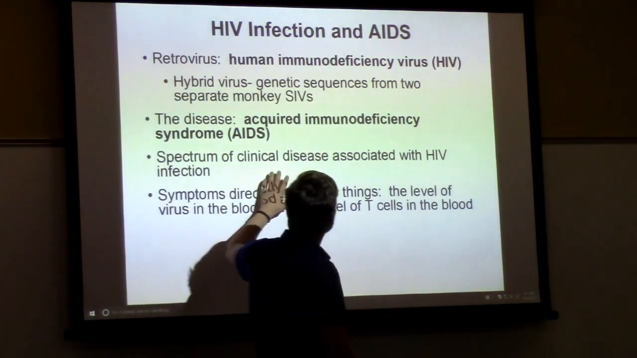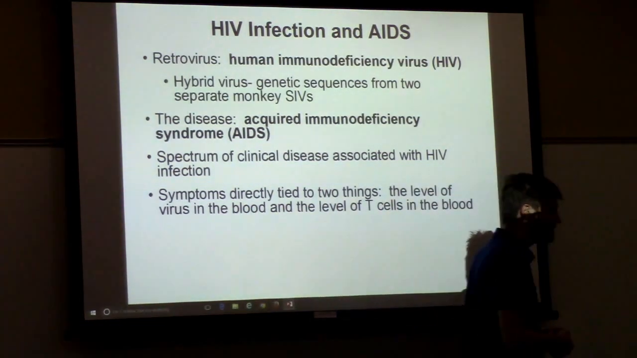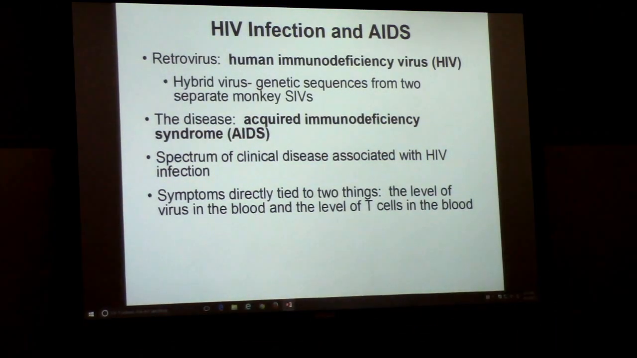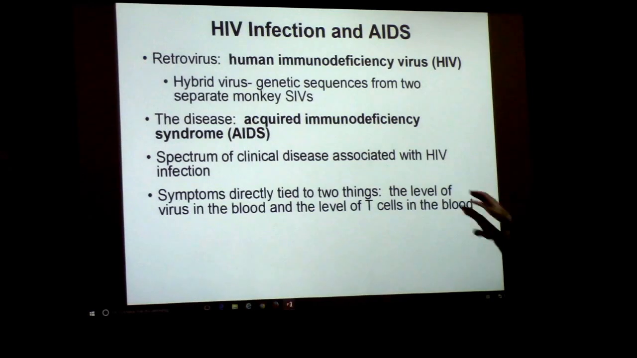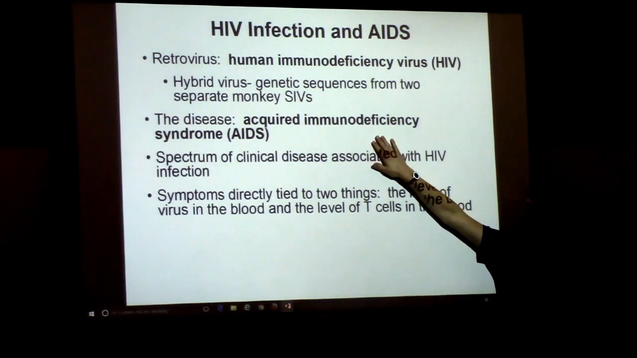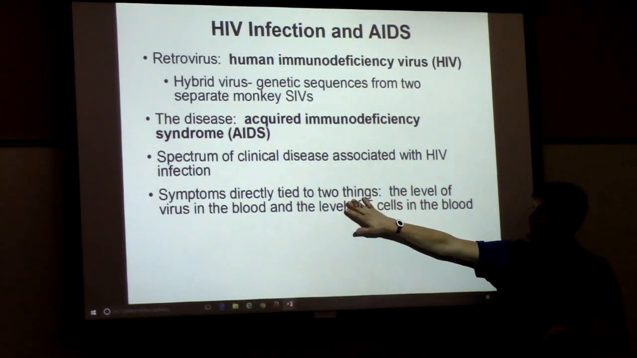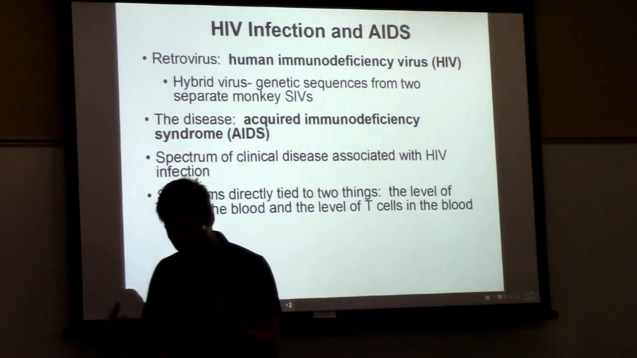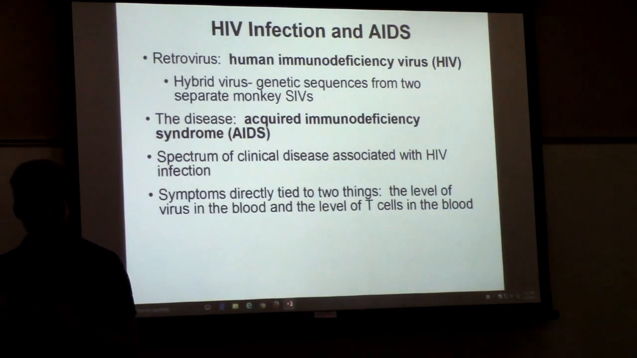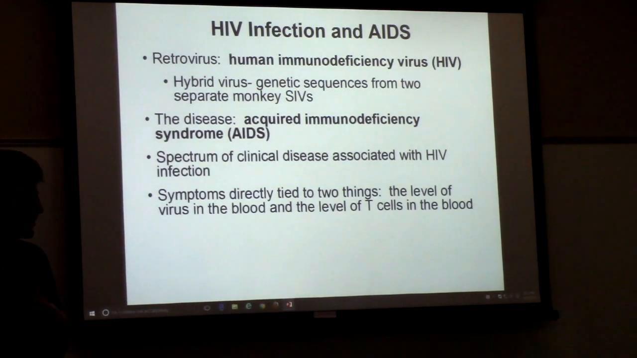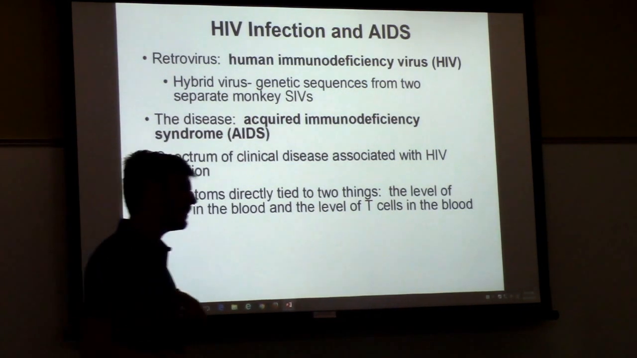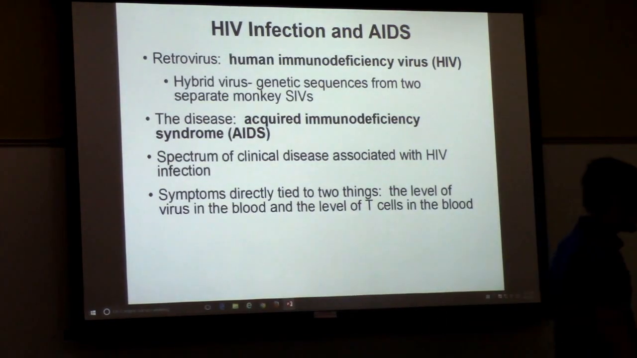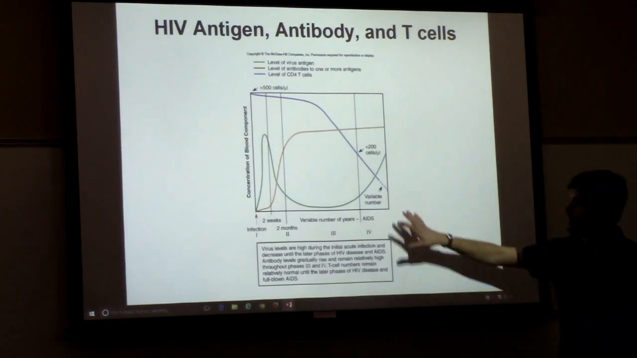Now, the disease associated with HIV tends to be pretty mild at first, and then it can quickly become pretty serious when your immune system becomes weakened. The symptoms associated with HIV are directly tied to two things: the amount of virus present in your body, as well as the amount of T cells, or CD4 T cells, that you have lost because of the infection. This can best be described in a little graph like this.